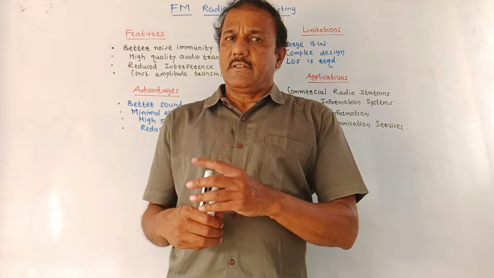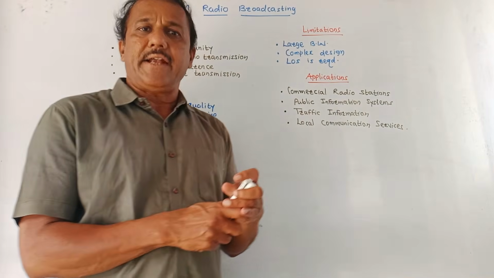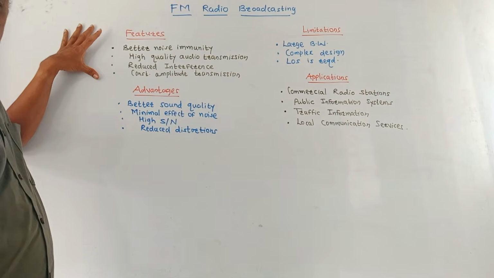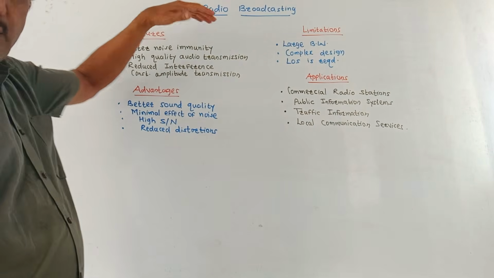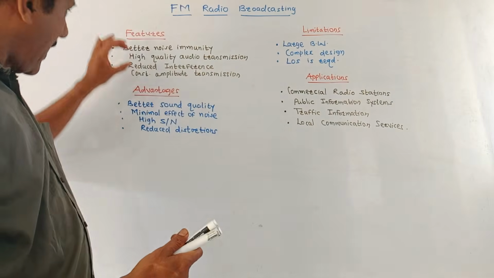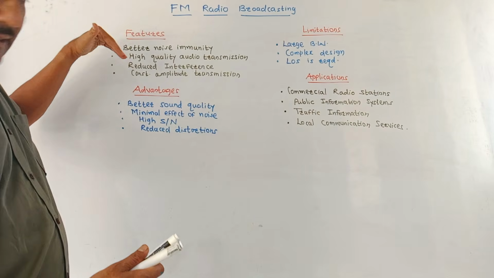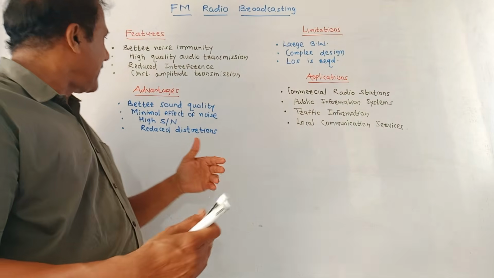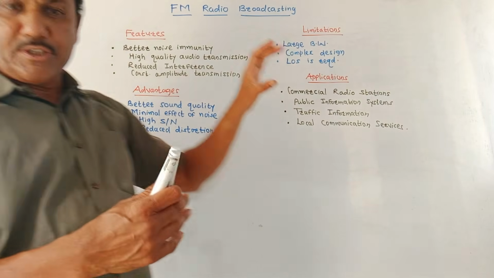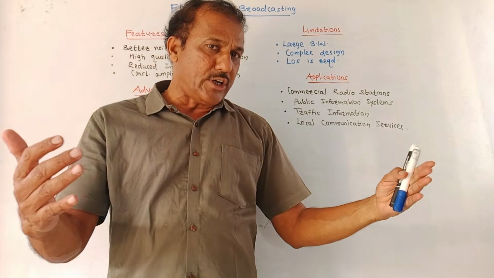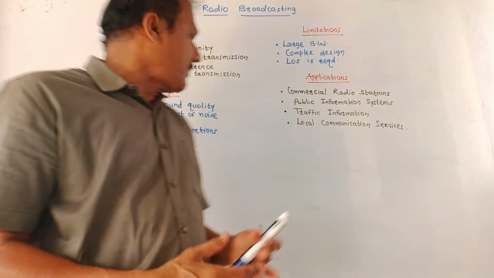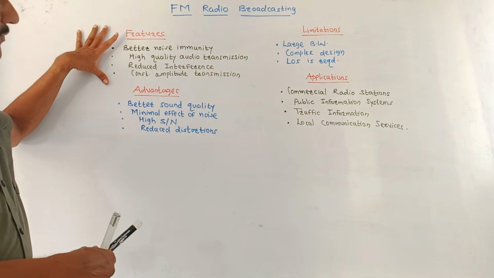Now let us discuss the features, advantages, limitations and applications of this FM radio broadcasting. So important features are it has better noise immunity. Then this system is usually preferred whenever high quality audio transmission is required. Then there is minimal interference, that means it reduces the interference. Then constant amplitude transmission is performed, because we are using the FM modulation technique, so the frequency changes but the amplitude remains constant. So these are important features of this system.